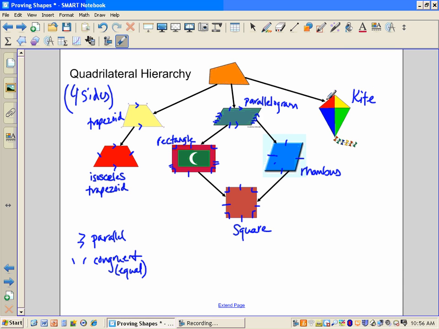In our kite, the adjacent sides are congruent. So the two short sides touching each other are congruent, and then the two long sides down here are congruent. So there's hopefully a quick review of quadrilaterals. We call it a hierarchy because sort of like hierarchies in the days of kings and queens, we have people on top and things get more specialized and so forth.